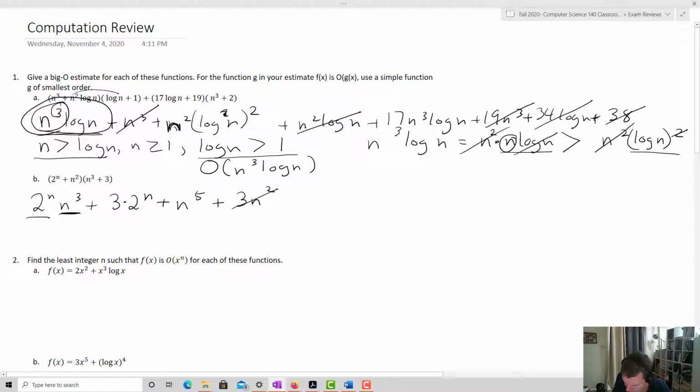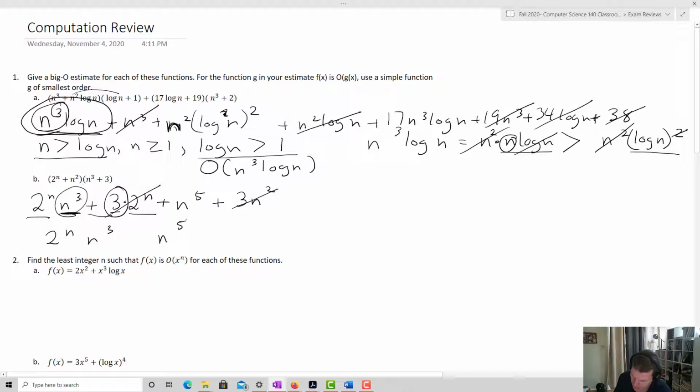In addition, we have that 2 to the n cubed is going to be bigger than 3 times 2 to the n, because 3 is constant, okay? And n cubed is going to go bigger than 3, so consequently, we're going to be bigger than that 3 times 2 to the n. So now the question is, which one's larger, 2 to the n cubed or n to the 5th?